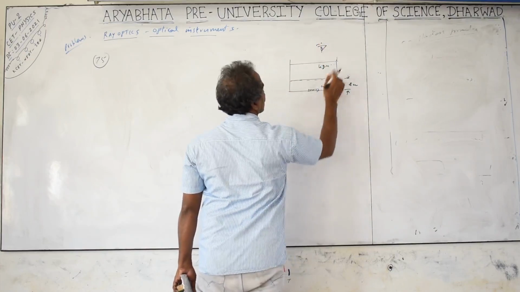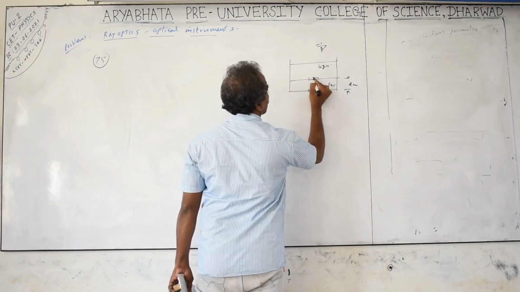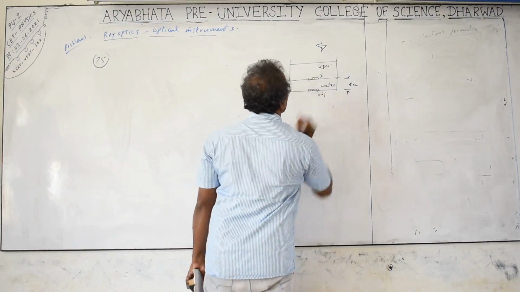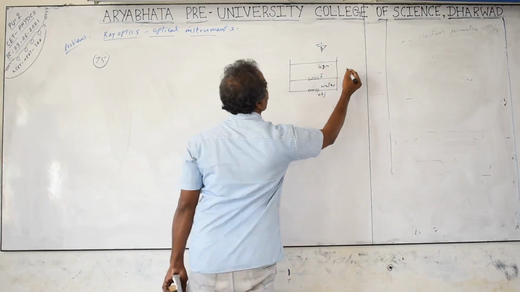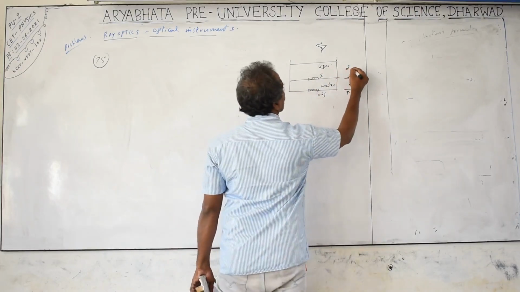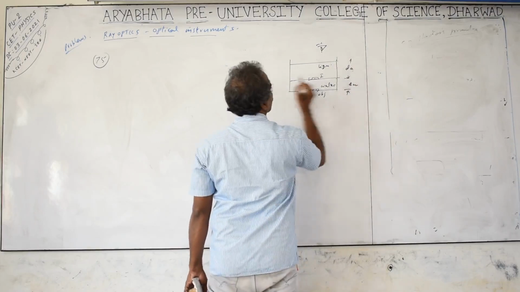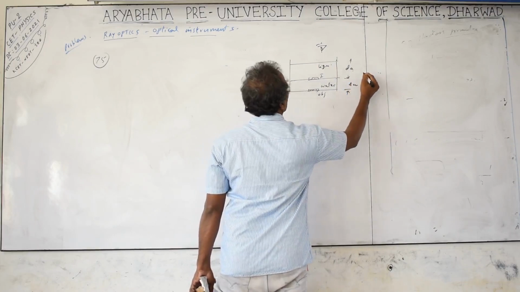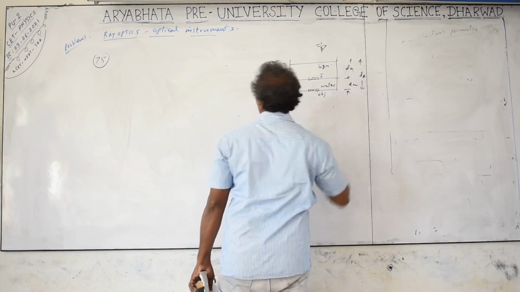When you observe from the air, this coin appears here. This is the image, this is the object. So this is supposed to be the apparent depth. This is the apparent depth. This total is the real depth. This is the thickness of the liquid, water only. The real depth is this whole thing.